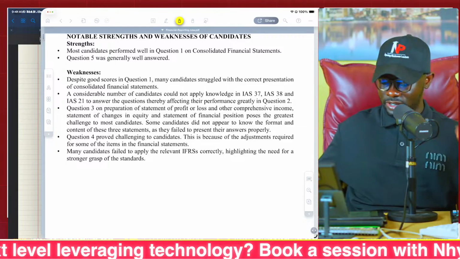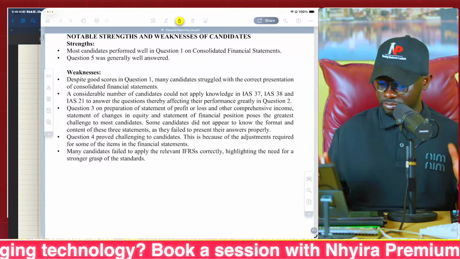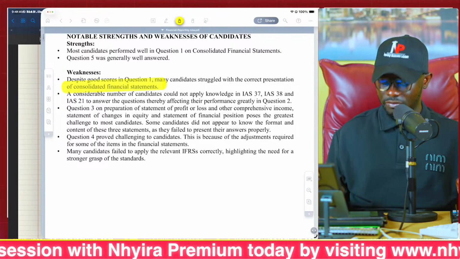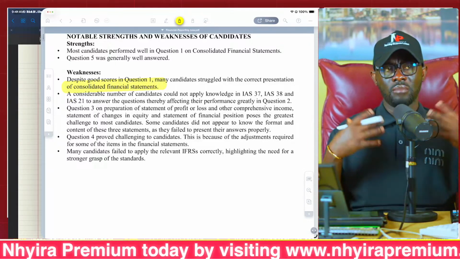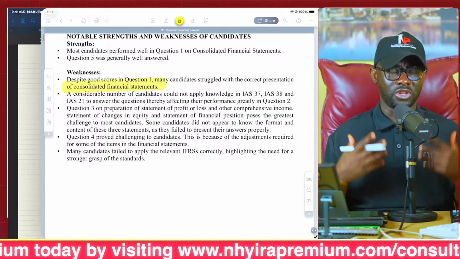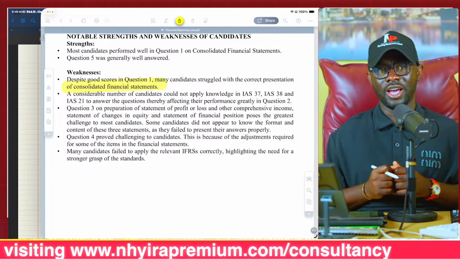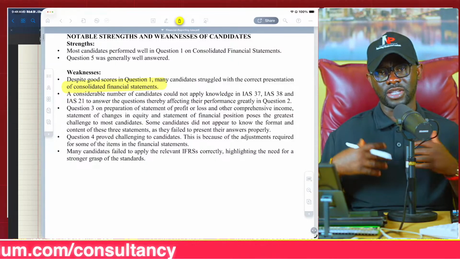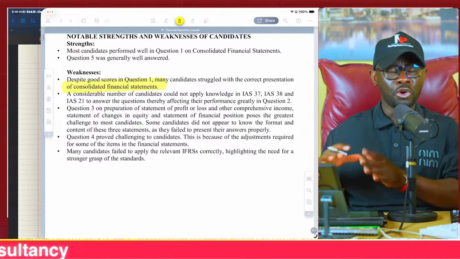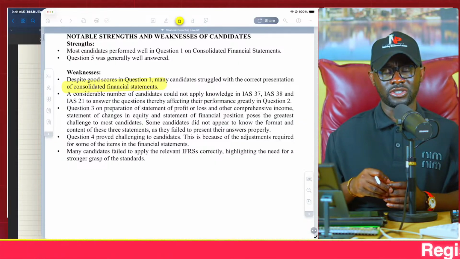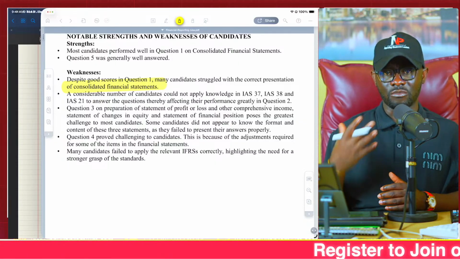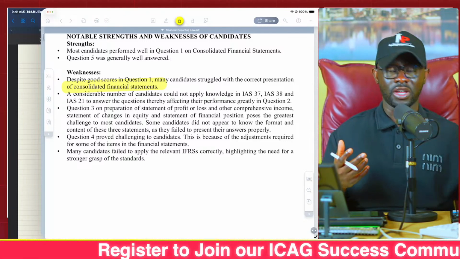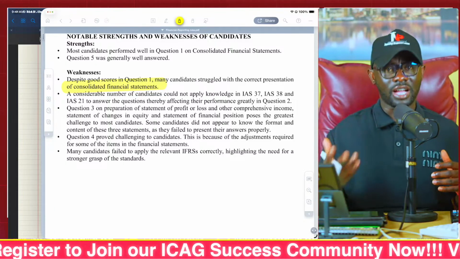First one is that despite the good score in question 1, many candidates struggle with a correct presentation of consolidated financial statements. So presentation of financial statements has been on the lips, if I can put it that way, or in the report of the chief examiner over the previous examination diets. Sometimes it's in question 3, the single entity financial statements. Quite a number of students have problems in presenting the statement of profit or loss, statement of changes in equity, statement of financial position, and also the cash flow statement.